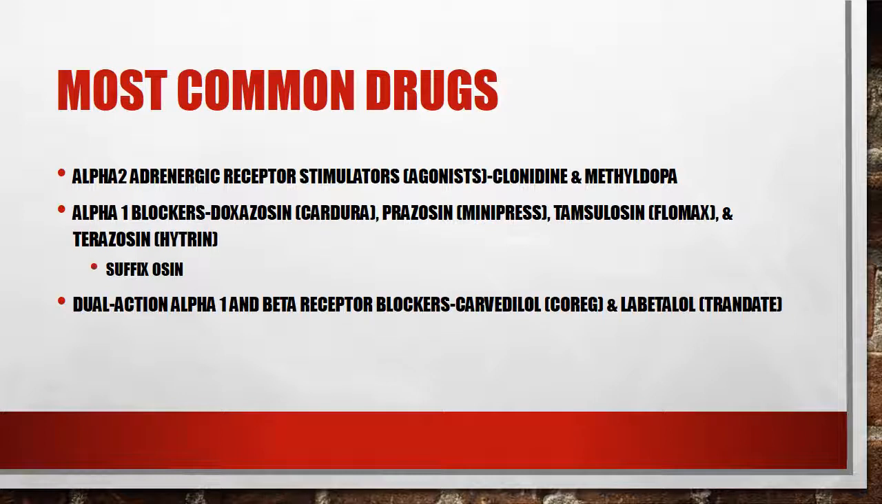Your most common drugs in these classes are your alpha-2 adrenergic receptor stimulators, also known as agonists: clonidine, the other term is Catapres, and methyldopa. Alpha-1 blockers are known as the osins because the suffix is osin, so you've got doxazosin, prazosin, tamsulosin, and terazosin. And then we've got the dual actions, alpha-1 and beta receptor blockers, carvedilol and labetalol. Labetalol gets used in the ICU a lot. We will get into a separate class of beta blockers that have the suffix lol, but this is the dual actions.